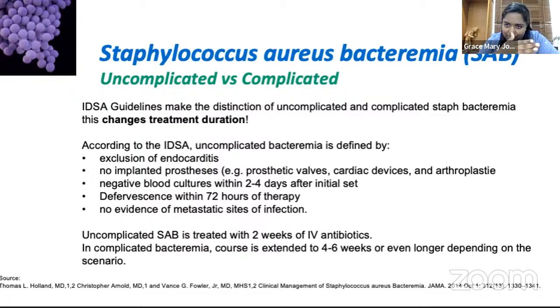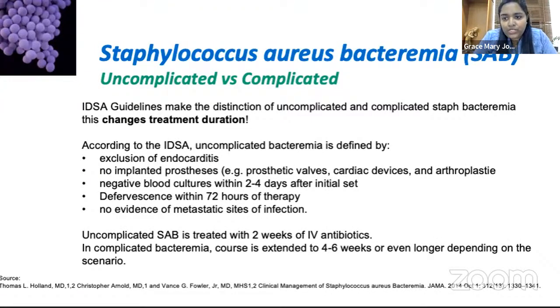That is, your blood is getting cleared of bacteremia, and the fever and the usual symptoms defervesce within 3 days after starting therapy. And there is no evidence of metastatic foci, multiple things in the spleen or in the liver or in your bone or in your vertebra. If none of these are there, it can be called an uncomplicated bacteremia.